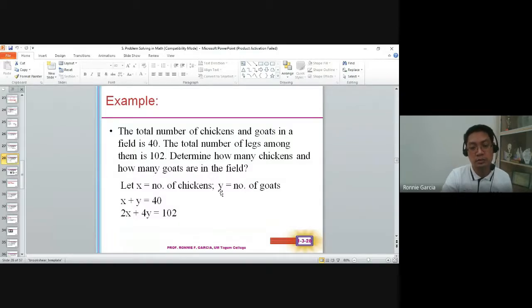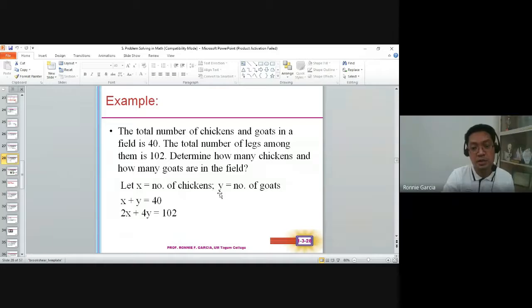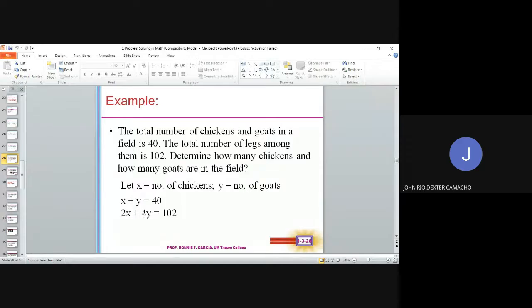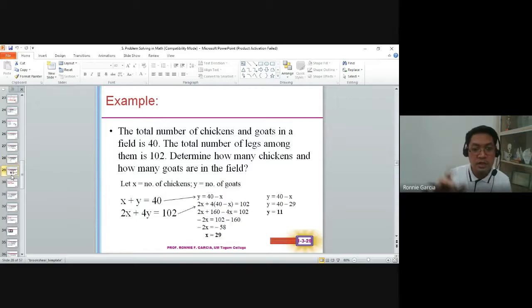Pila ang legs sa goat? Normal, four, sir. Four, sir. Normal, four. Ang goat, 4. To get the number of legs sa goats, kung Y sila ka buok, so 4y. So 4 times y will represent the total number of goat legs na naa sa farm. So kung i-add nato ang 2x, katong chicken legs, ug 4y, legs sa goat, the sum should be 102 based ani nga example. So naa nakay duha ka equation. So you may continue solving.